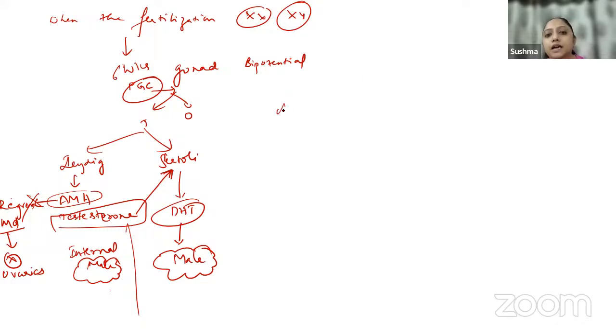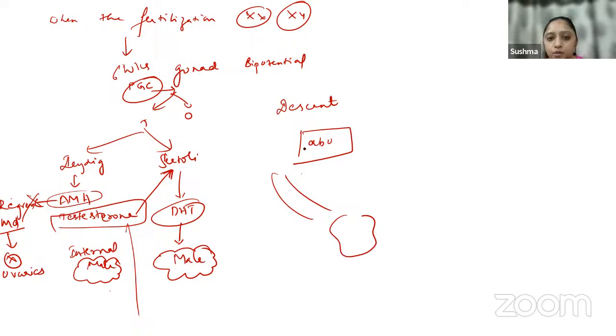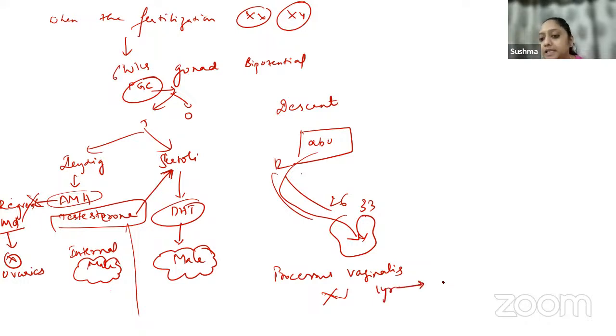Then we studied the descent of the testis. It comes from the abdominal cavity to the inguinal canal to the scrotum. It enters the inguinal canal at the 12th week, comes out at the 26th week, and reaches the scrotum by the 33rd week. As it comes down, it brings along the contents of the anterior abdominal wall, called the processus vaginalis. The communication between the processus vaginalis and the abdomen should get obliterated by 1 year. If it persists, it causes hydrocele or indirect inguinal hernia.